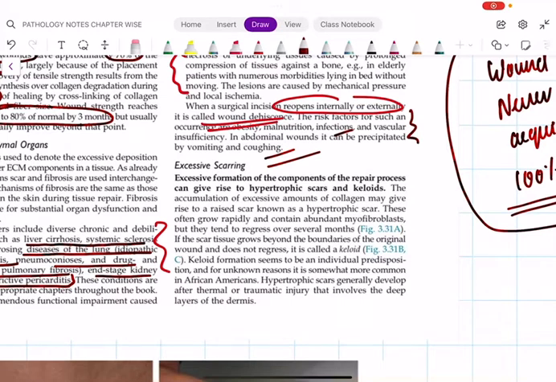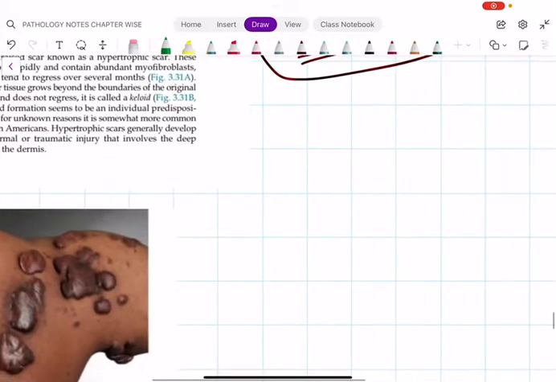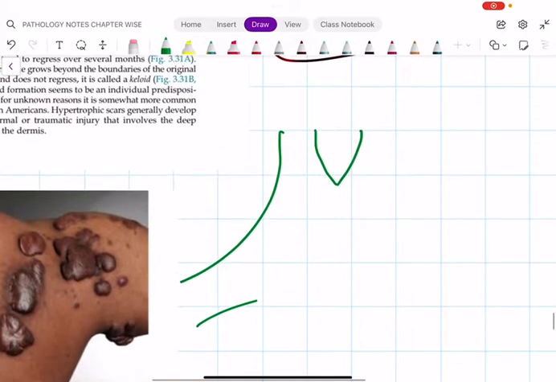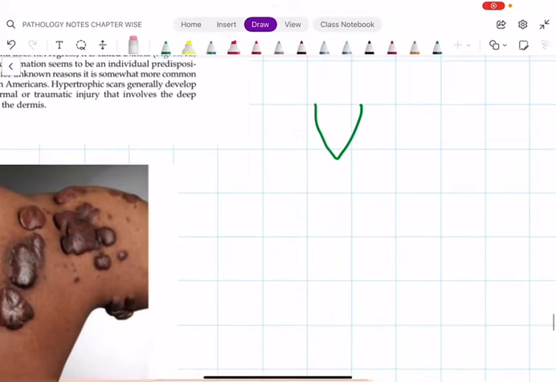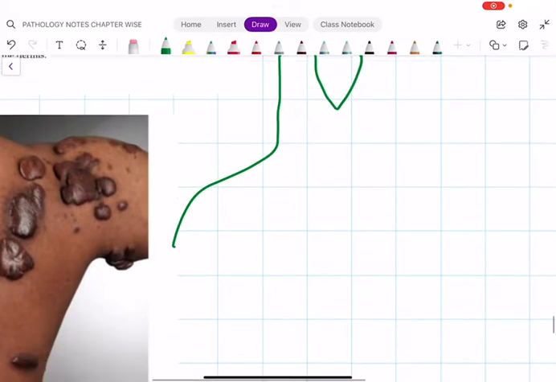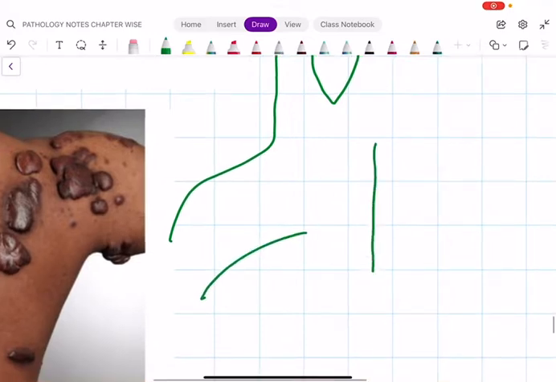Whenever there is excessive formation in this repair process, it can lead to two conditions called hypertrophic scars and keloids. First of all, let us see what is a hypertrophic scar and what is a keloid. Okay, these are the two important terminologies you have to know. I am drawing a picture.